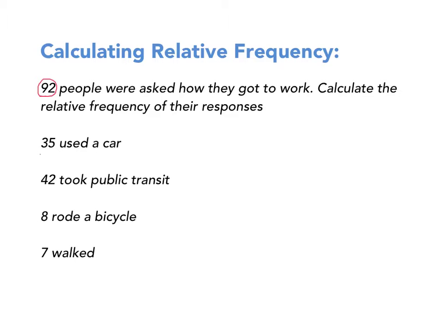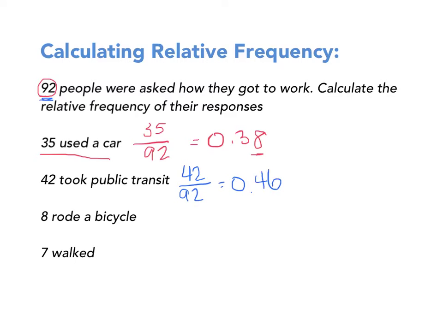So all I have to do is say, okay, 35 used a car. I'm going to divide 35 by 92. And when we plug that into our calculator, we get 0.38. I'm going to round to the nearest hundredths place for these. For 42 people took public transit, we're going to take 42 the part. And remember, the whole is going to be the same for this entire survey because 92 people were surveyed. So 42 divided by 92, which is 0.46.